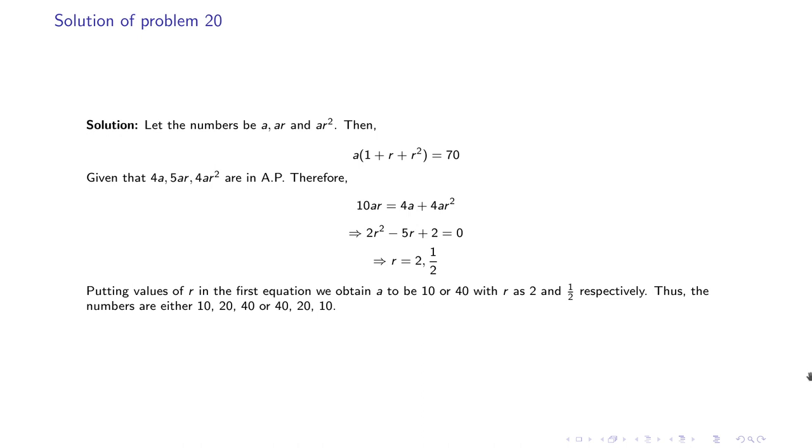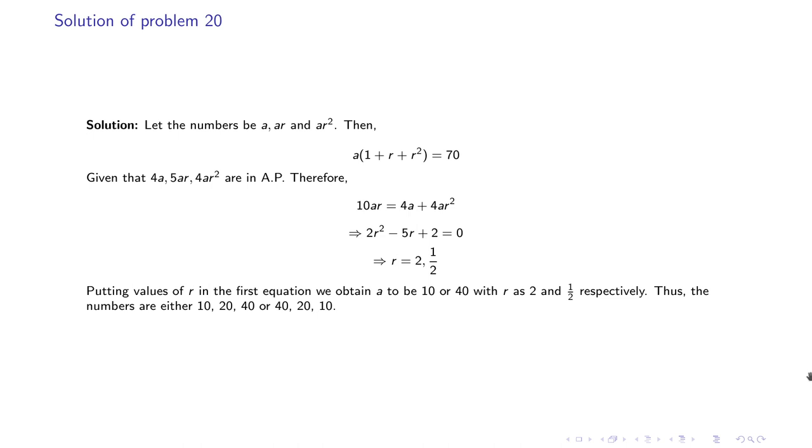Now we multiply the extremes by 4 and the middle term by 5. So the sequence becomes 4a, 5ar, 4ar square. Now these are in AP. So we can write that twice the middle term, that is 10ar, is equal to the first term plus the third term, that is 4a plus 4ar square. Now we divide this by 2 and also cancel out a. And then we have the quadratic equation 2r square minus 5r plus 2 is equal to 0. This gives us the value of r as 2 or 1 by 2.